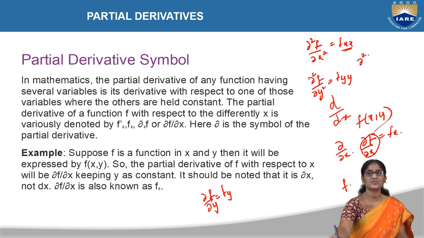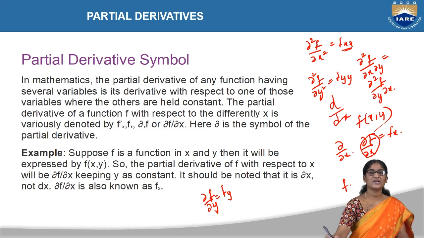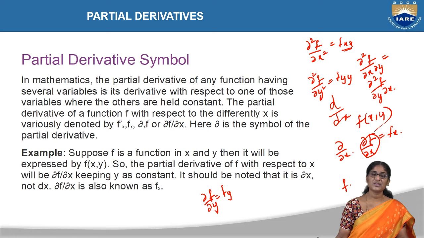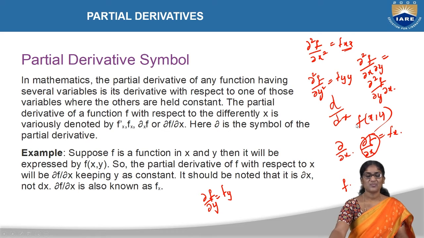The third one is ∂²f/∂x∂y, which is obviously equal to ∂²f/∂y∂x. So what I need to say is, if you differentiate f first with respect to x and then with y, or first with respect to y and then with x, both are one and the same. That means they both obey the commutative law. So that is the partial derivative.